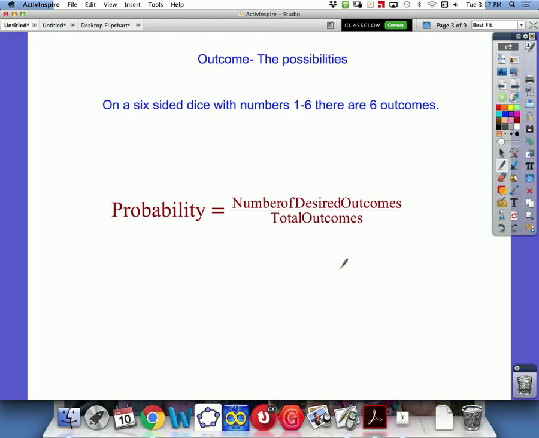The next thing is to calculate a probability. Probabilities are based on outcomes. Outcomes are the possibilities. So back to our 6-sided dice, with the numbers 1 through 6, there are 6 outcomes. You could get a 1, a 2, a 3, a 4, a 5, or a 6. When we flip a coin, there's 2 outcomes. It's either going to be a head or a tail. Maybe if we're spinning a spinner, and that spinner is broken up into sections, on this spinner of mine, I have 4 outcomes because there's 4 sections.